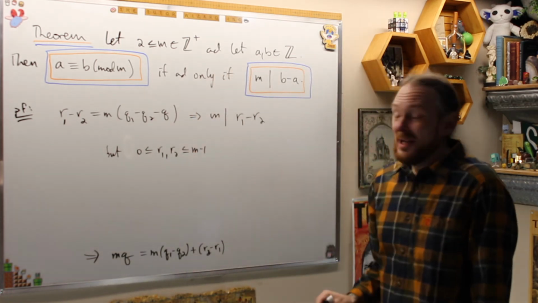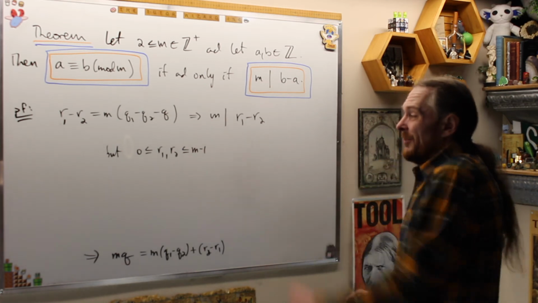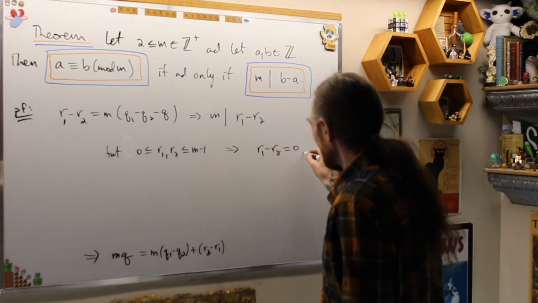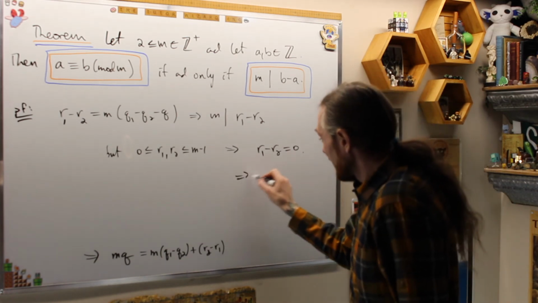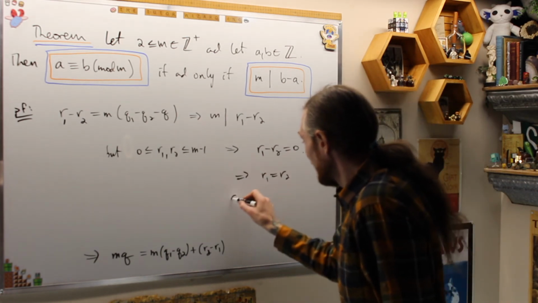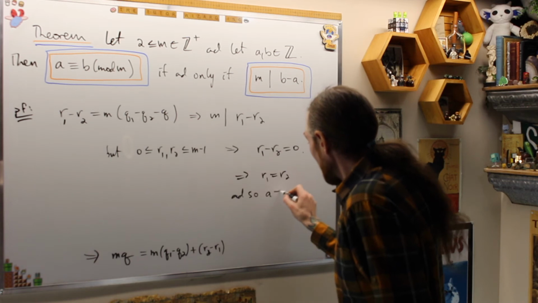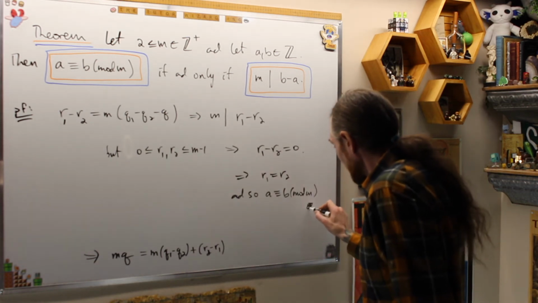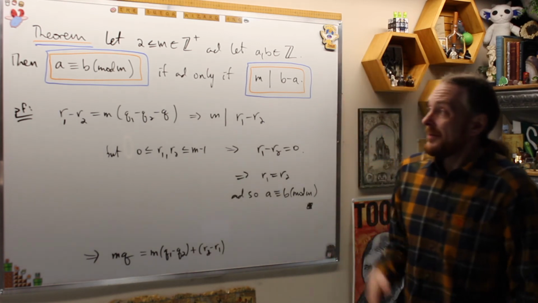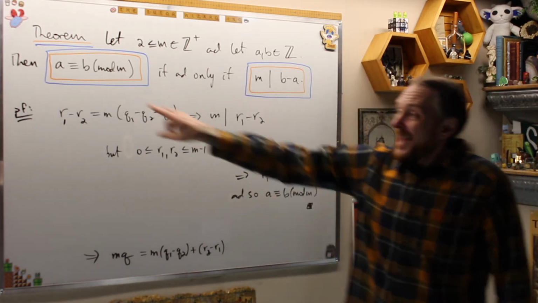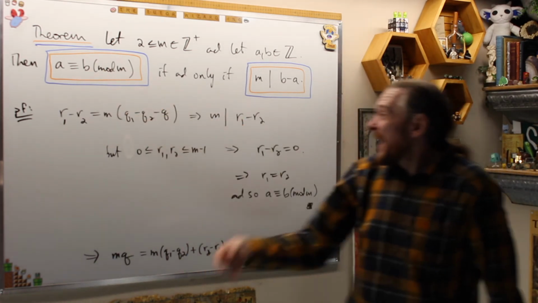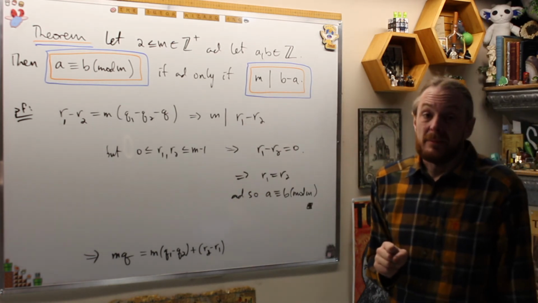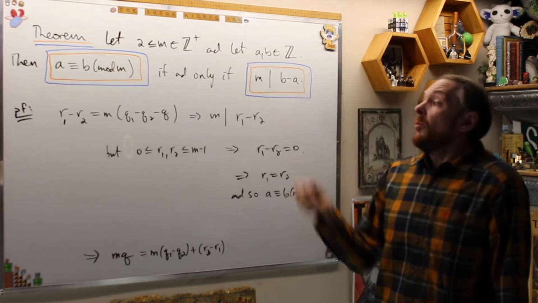Both of these numbers are between 0 and m minus 1, so this says that r1 minus r2 has to equal 0 is the only way that works, and that says that r1 equals r2, and so a is congruent to b modulo m. This is the converse of the statement. Thus, a is congruent to b modulo m if and only if m divides their difference b minus a. This will be extremely useful when we do the remark.